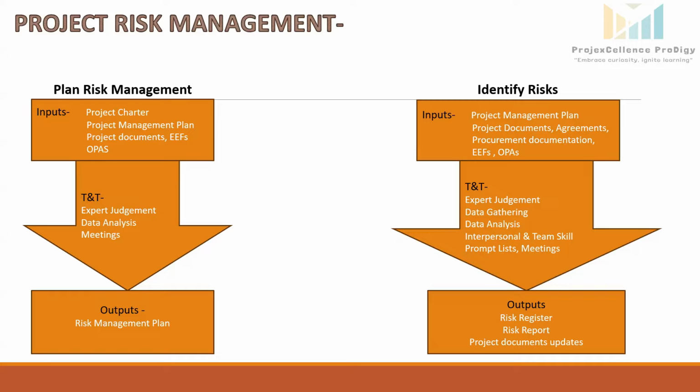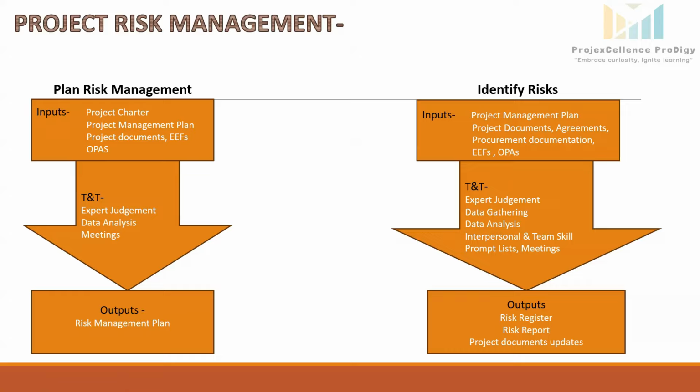What about funding? How much contingency reserve is kept aside for unexpected cost overruns? It will detail what is the risk appetite of stakeholders, and it will contain the risk reporting formats and tracking processes. Next process is identify risk.